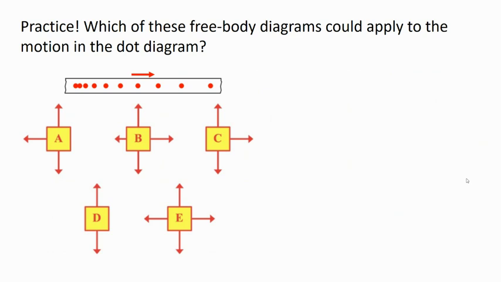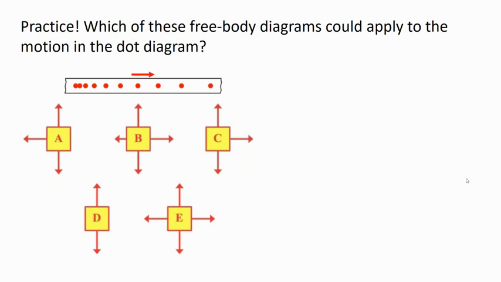So let's practice with this one example here. Which of these free body diagrams could apply to the motion in the dot diagram? If you look at the dot diagram, it's got an arrow above it that indicates which direction the object is moving in. And then it's got the dots representing how far it goes each second. In the first second, it goes a little bit, then a little bit more the next second, more and more. So it's speeding up and it's moving to the right.